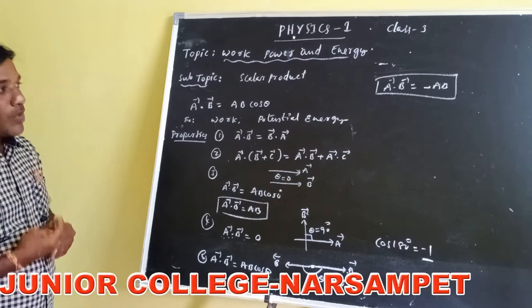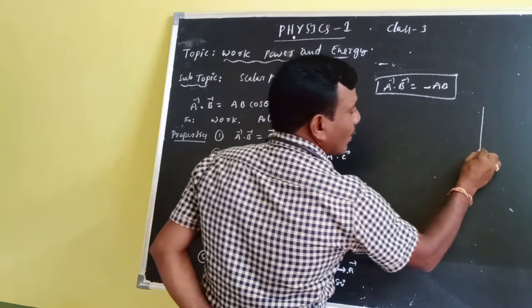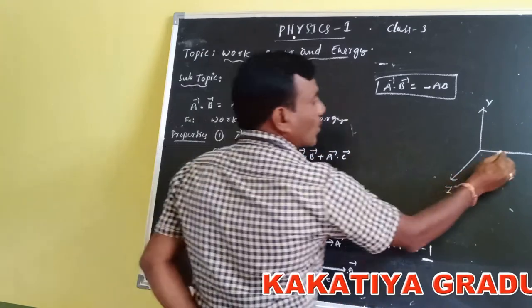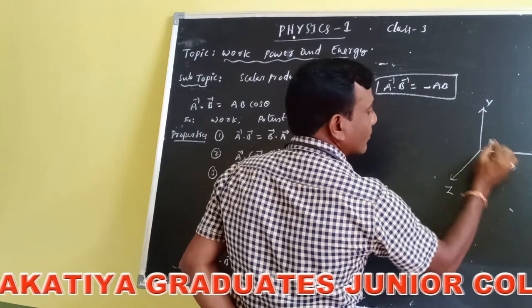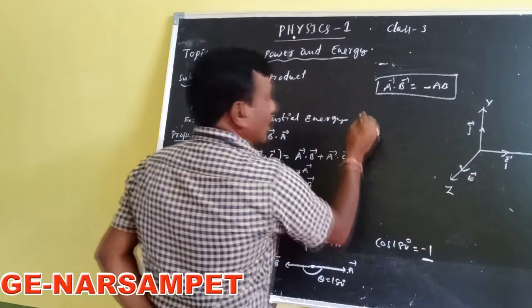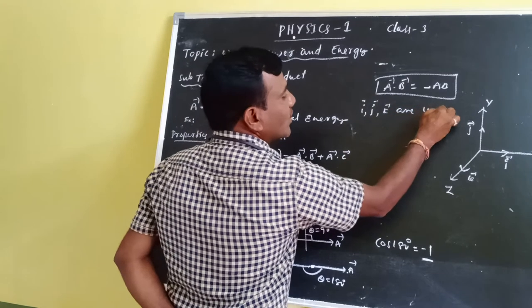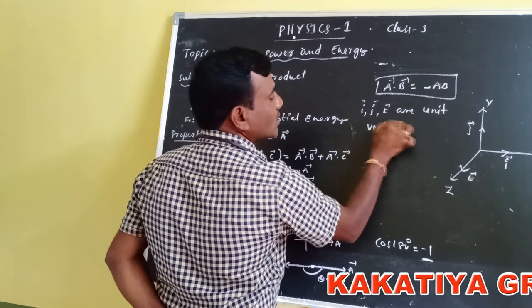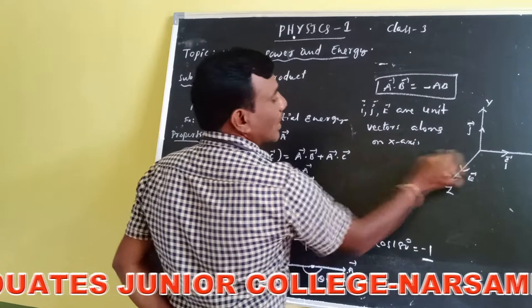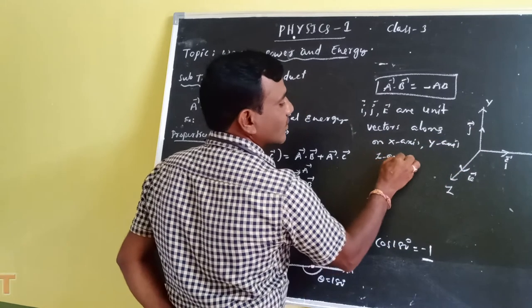Already we have discussed, but now it is important. If the two vectors, now we can write here, it is the x axis and y and z axis. Now the unit vector along the axis is known as i, j and k. Here i, j and k are unit vectors along the x axis: i is along the x axis, y axis is j, z axis is k.